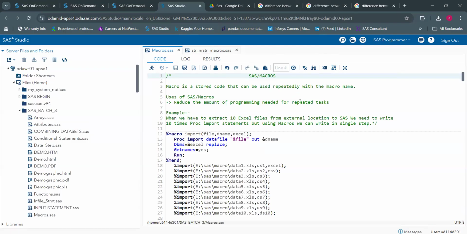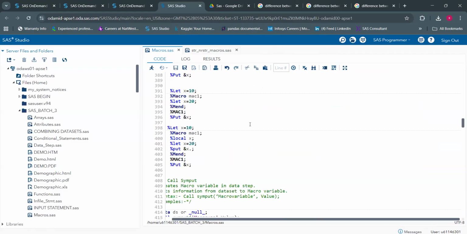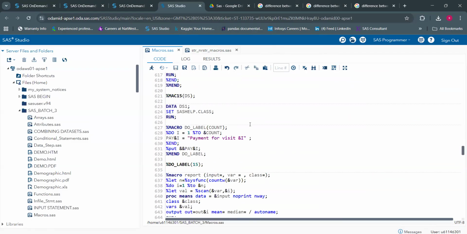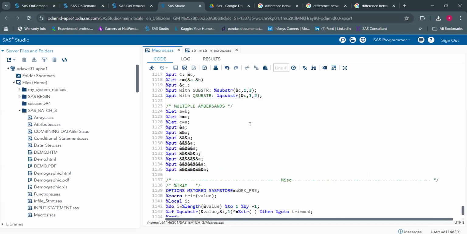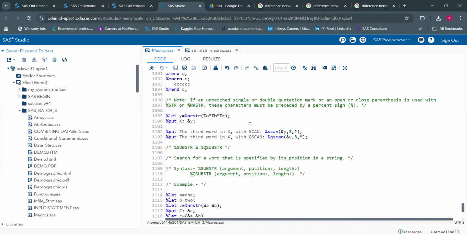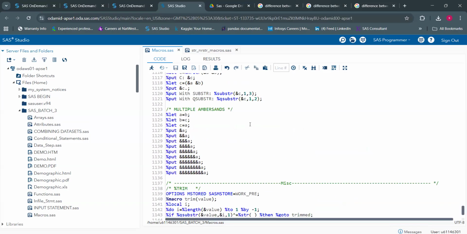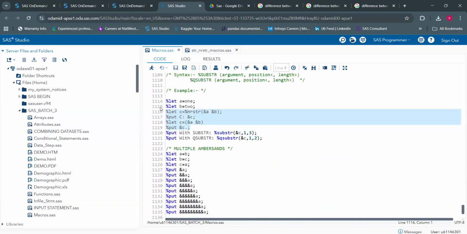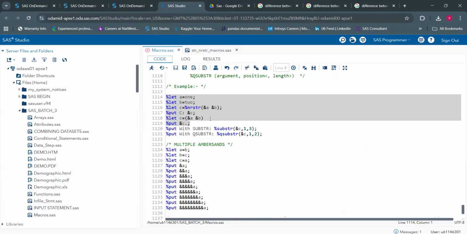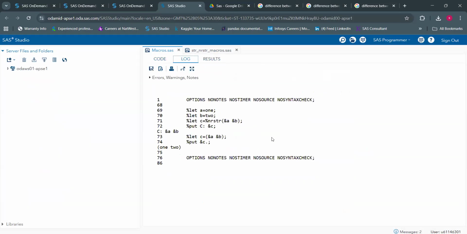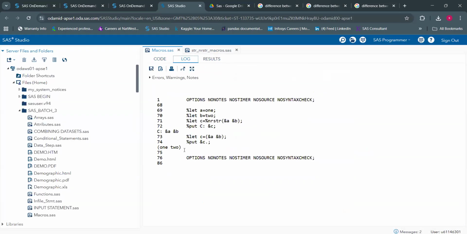So in that case, don't we lose any data? No, we'll be using only temporary data, not the permanent data. Whatever data we have in the work library, we'll be losing it. So that is the issue with macros. Sorry, my bad. Anyways, it worked.